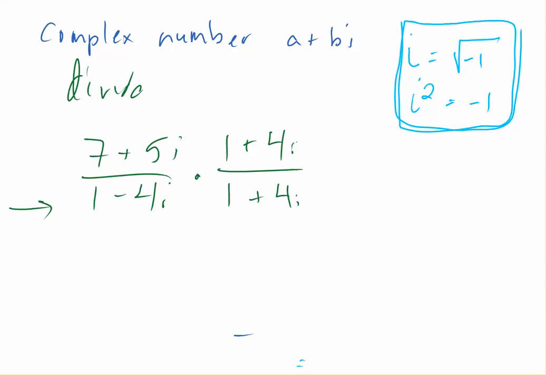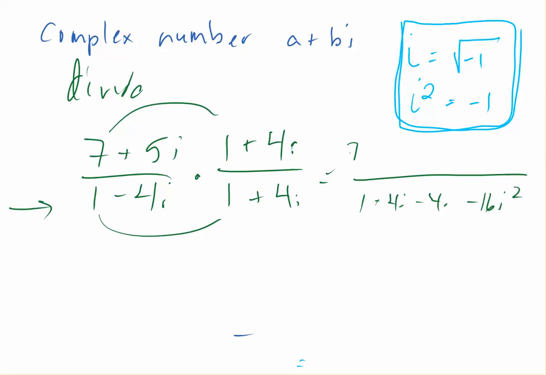Of course, that doesn't change it at all. We're just multiplying by 1 over 1. Here's what we're going to get. 1 times 1 is 1, plus 4i, minus 4i, minus 16i squared. On the top, we get 7 plus 28i plus 5i plus 20i squared.